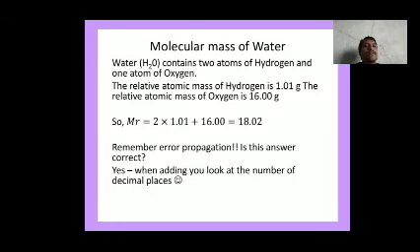Water contains two atoms of hydrogen and one atom of oxygen. Atomic weight of hydrogen 1.01 and oxygen 16 grams. Therefore, molecular mass or molecular weight of water is equal to 2 into 1.01 plus 1 into 16, that is equal to 18.02.